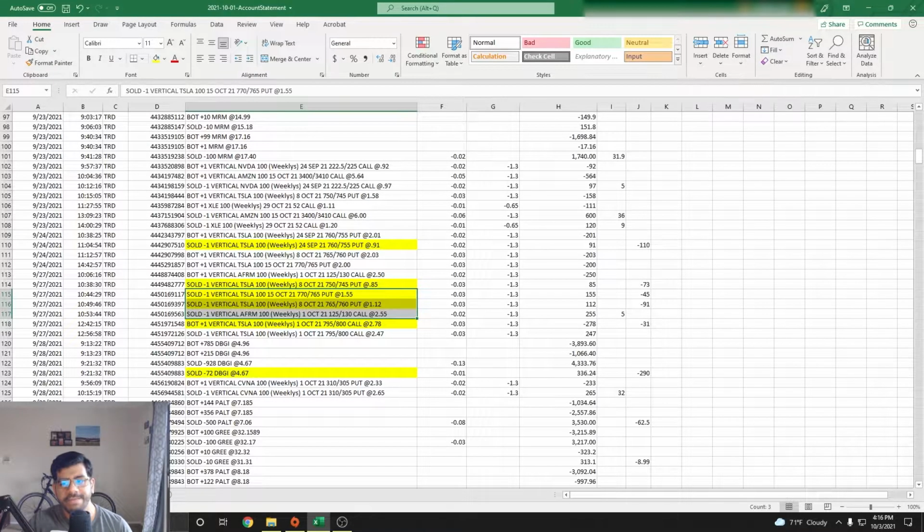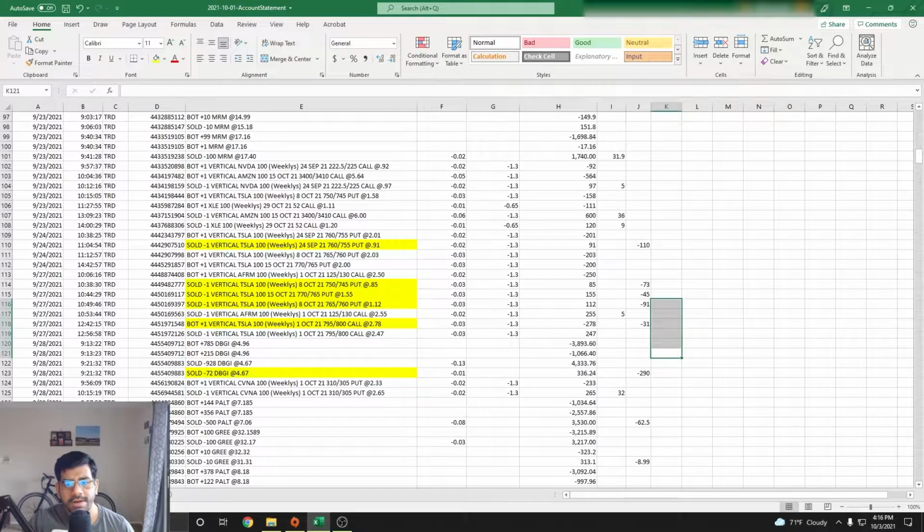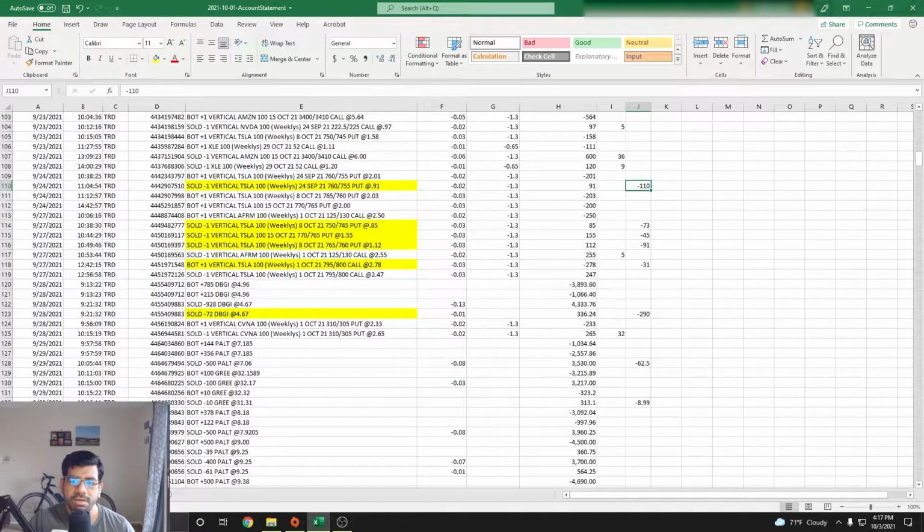That never happened, and you can see the losses: 110, 73, 45, 91, 31, and I probably lost around $250 or even more than that, I would say, for no reason. There was no reason to justify this type of trading.